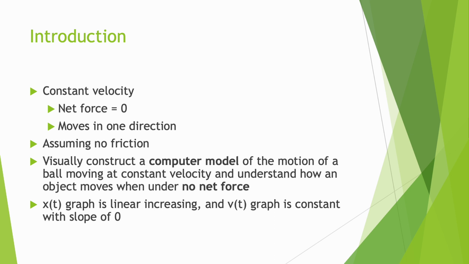We have to visually construct a computer model of the motion of a ball moving at a constant velocity and understand how an object moves when there is no net force. At the end of the results, we find that the xt graph, the position versus time graph, is linearly increasing, and the velocity time graph is constant with a slope of zero.